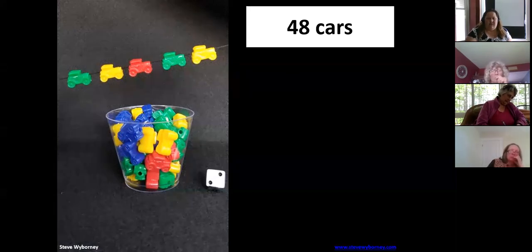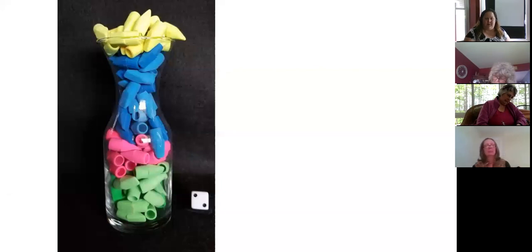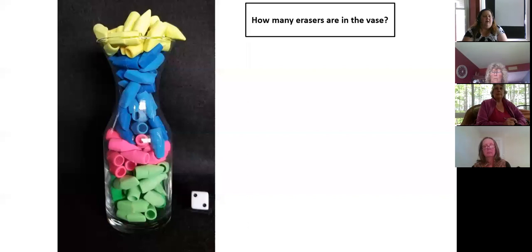I do have another one set up, so we'll do another one real quick. So this time we're estimating the number of erasers that are in the vase. So think about how many erasers you think might be in this vase.